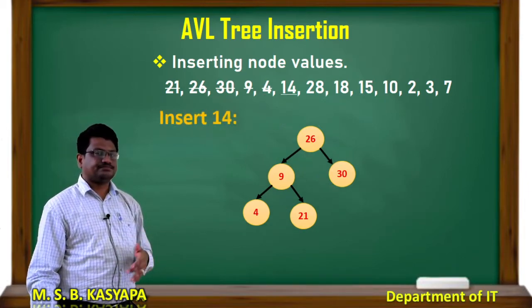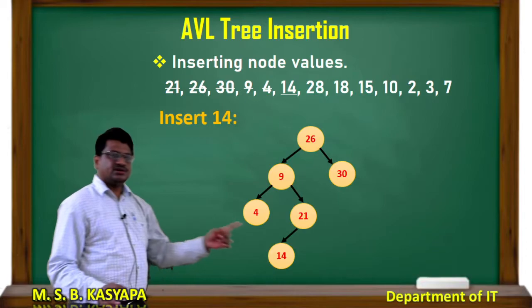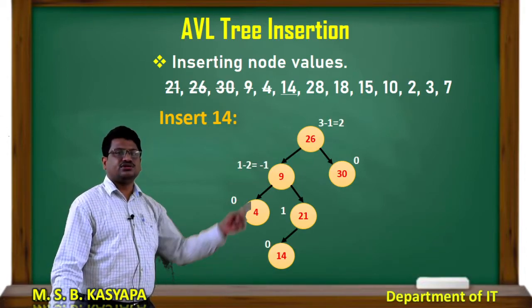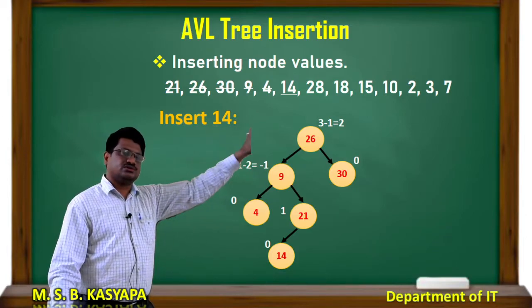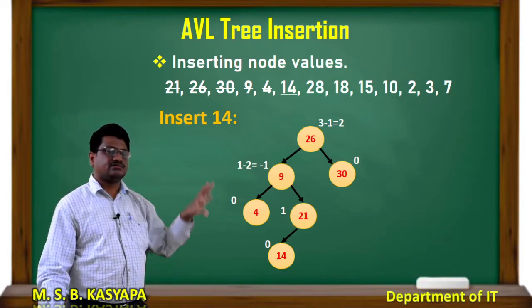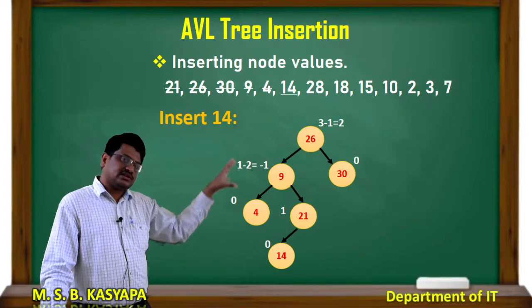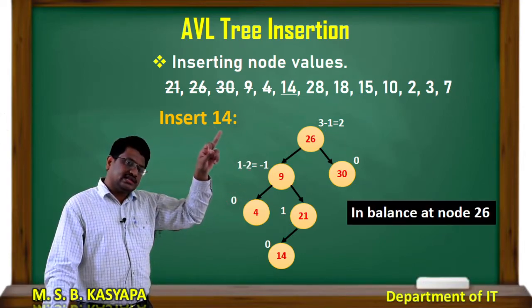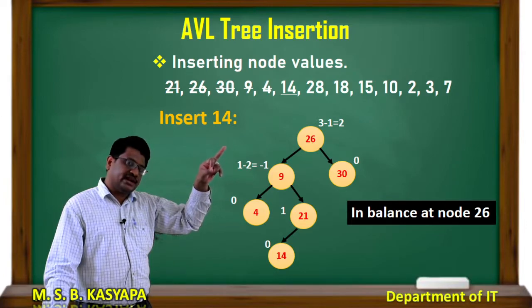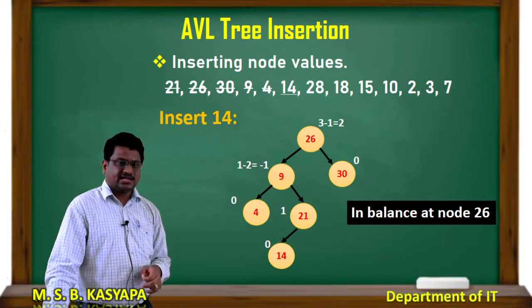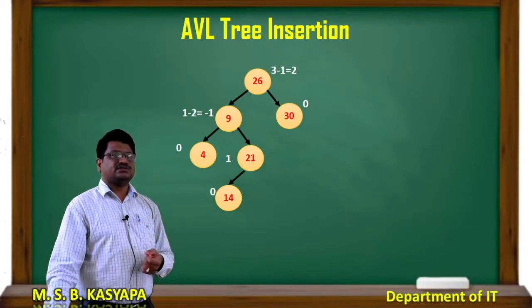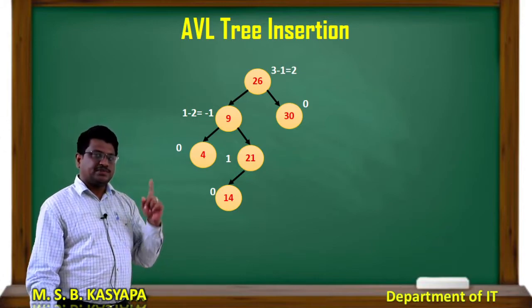Now 14. If you see, 14 is less than 21. If I calculate the balance factors, 0, 1, minus 1, 2. So I have to do the complete tree right now. Why? Because the imbalance has happened at 26. So 26 means I have to take the whole tree. Now if you see 26 plus and 9 minus.